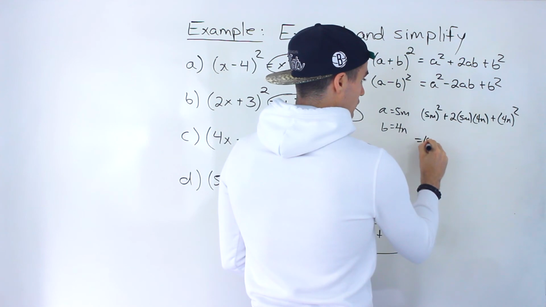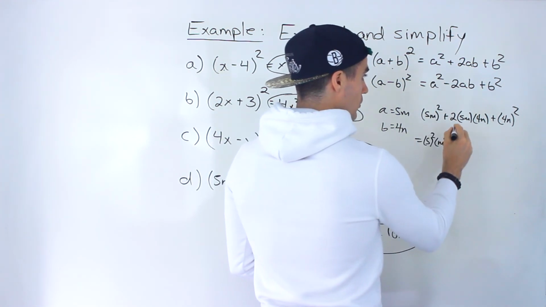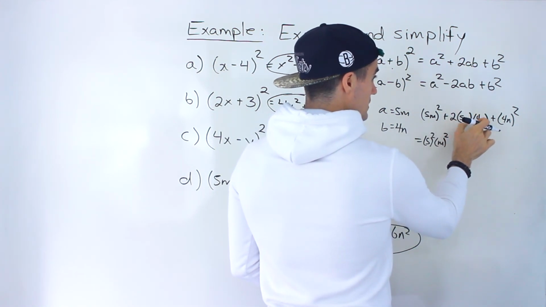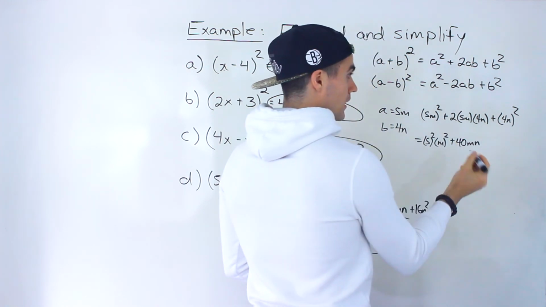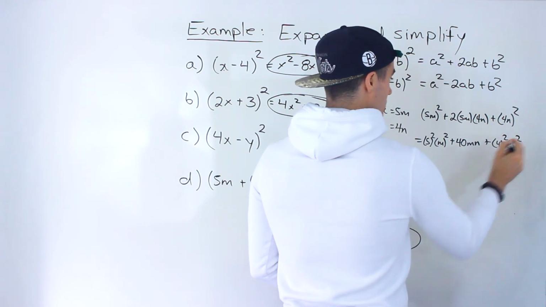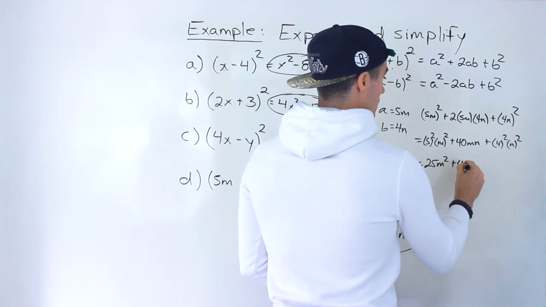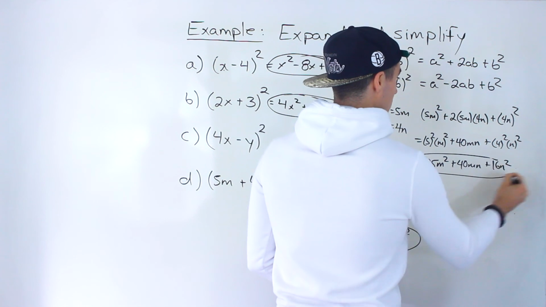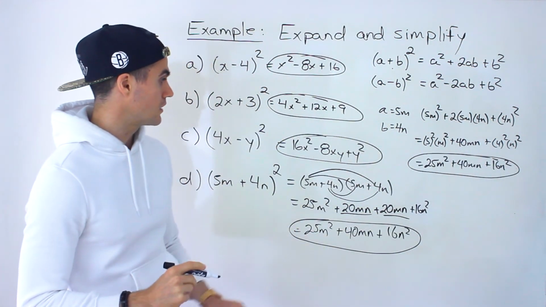So this would end up being 5 squared m squared, distribute that exponent inside the bracket. 2 times 5 gives us 10, times 4 gives us 40, and then the mn are multiplied. Then over here we'd end up with 4 to the power 2 and then n to the power 2. So this would be 25m squared plus 40mn plus 16n squared, like that. Okay, so notice we end up with the same thing right here.